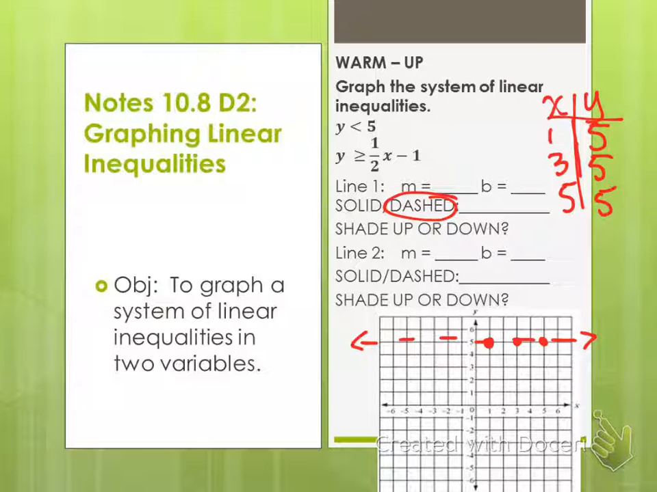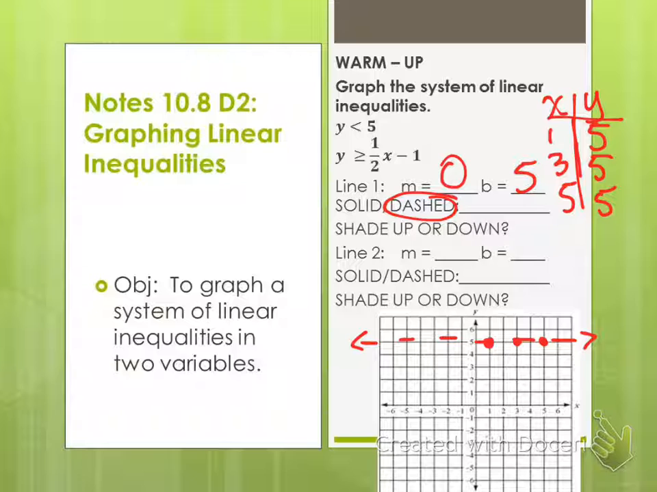Before we talk about shading, let's go back and identify M and B real quick. What is the slope of a horizontal line? Kian? 0. It's always 0. And B is where that line crosses the y-axis. Where does that happen? Five. The line crosses the y-axis at 5.